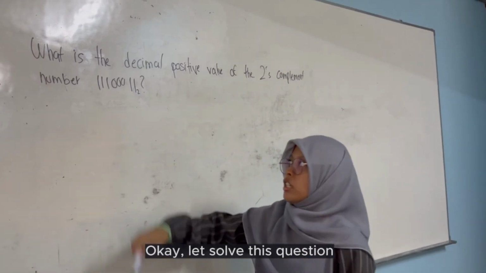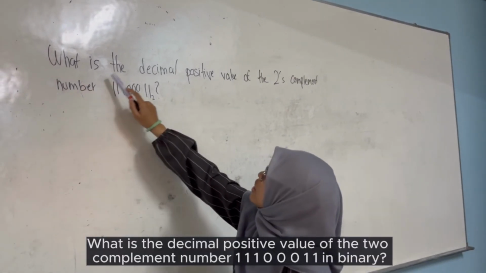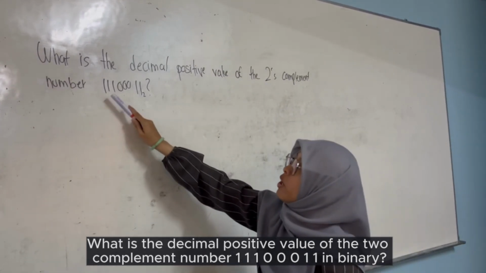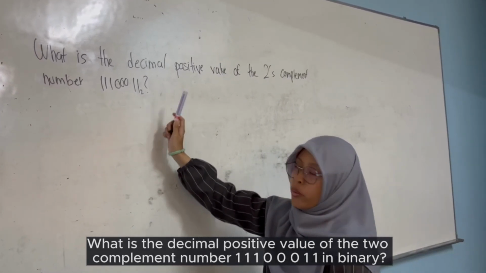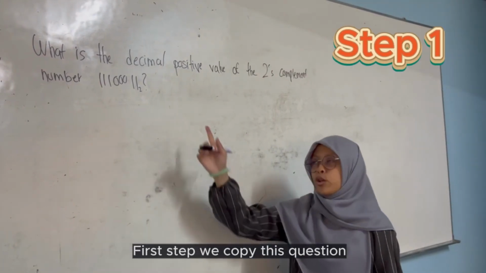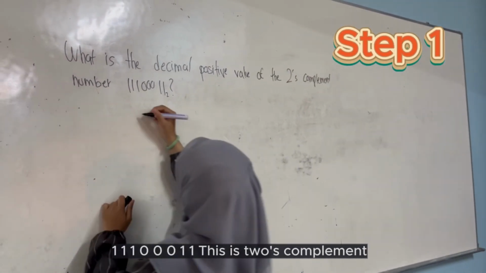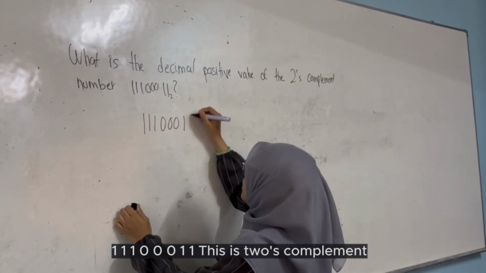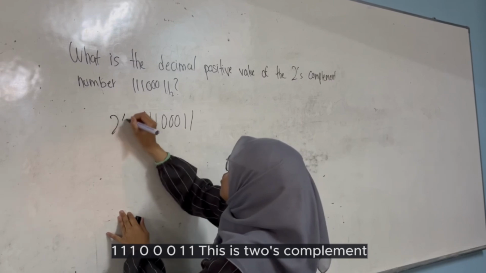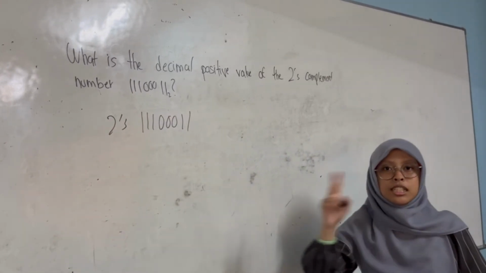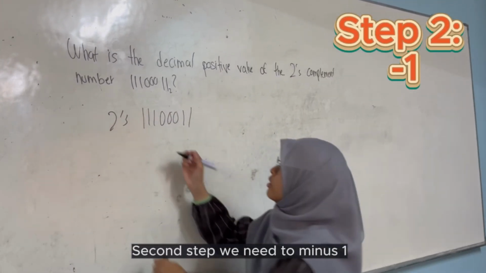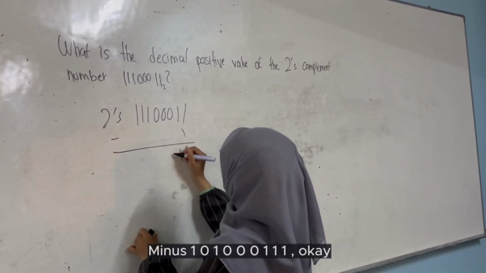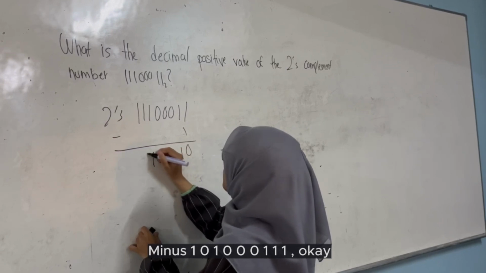This question. Let's read. What is the decimal positive value of the 2's complement number 111000011 in binary? First step, we copy this question. 111000011. This is 2's complement. Okay. Second step, we need to minus 1. Minus 1: 0, 1, 0, 0, 0, 1, 1, 1.